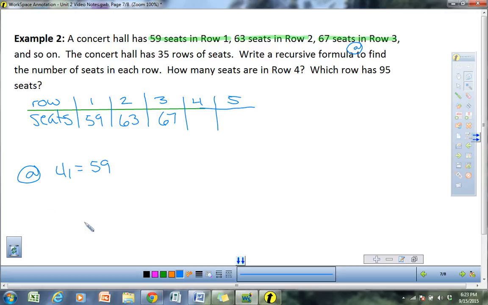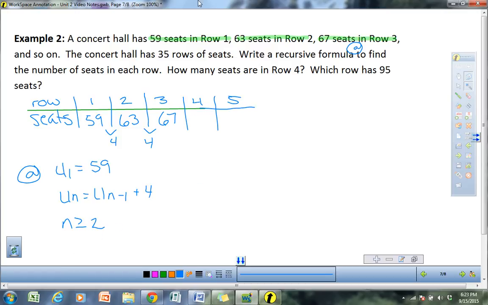Alright, then I have U sub n equals my previous term, so U sub n minus 1. And now I need to know the pattern. So what am I adding, subtracting, or multiplying by each time? I can see that I am adding 4 each time, so that's going to be plus 4. And then I need my conditional statement, which is going to be n is greater than or equal to 2.